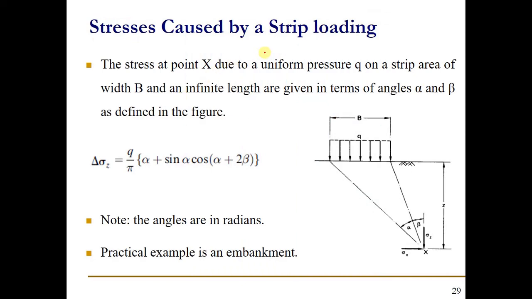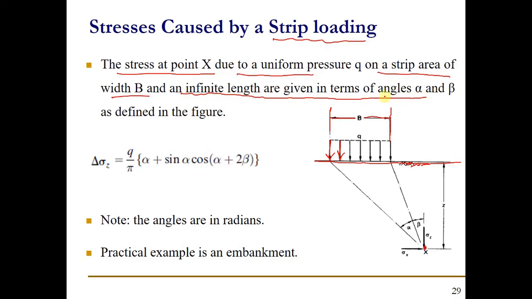Now, stresses caused by a strip loading, for example, the stress at a point X, and this is the point X, due to the uniform pressure. This is the uniform pressure which is exerted onto the soil surface on a strip area of width B. You can clearly see in line load B is equal to 0, but here in strip loading B value is there. And an infinite length are given in terms of angles alpha and beta.